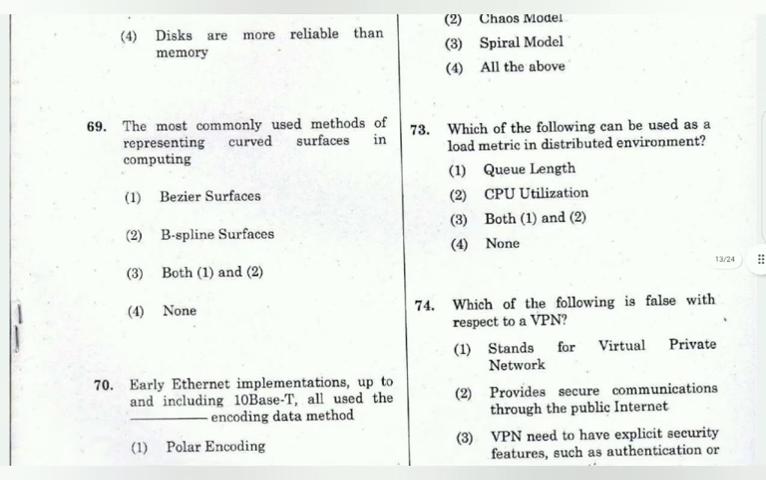Which of the following can be used as a load metric in a distributed environment? Load metrics help in load balancing across multiple servers. So here queue length measures the waiting tasks in a system, and CPU utilization measures how busy the CPU is. Both are valid metrics for measuring system load. So option 1 and 2 is the correct answer.